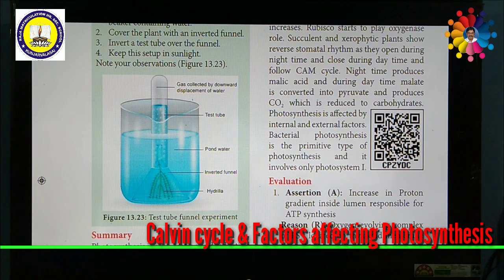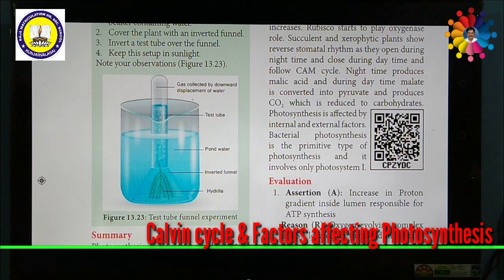In plants, cyclic and non-cyclic photophosphorylation takes place. But in bacteria, only cyclic photophosphorylation takes place. In plants, both photosystem 1 and photosystem 2 are involved, but in bacteria only photosystem 1 is involved. In plants, the electron donor is water, but in bacteria the electron donor is hydrogen sulfide. In plants, oxygen is evolved, but in bacteria oxygen is not evolved.